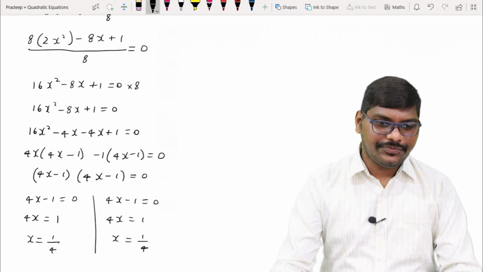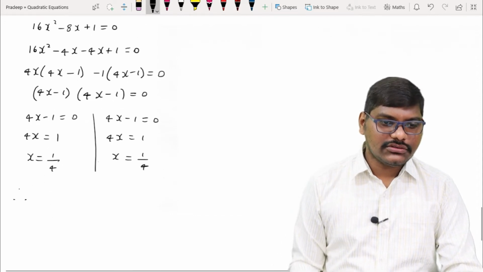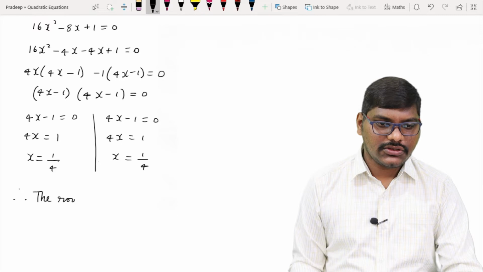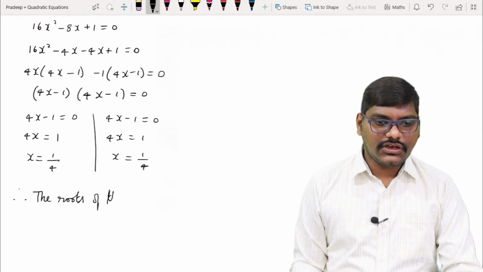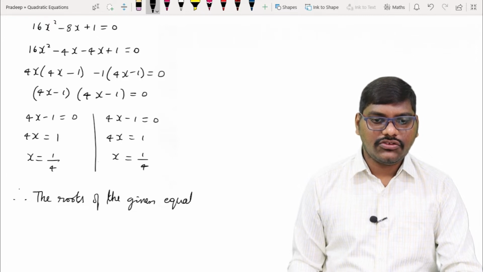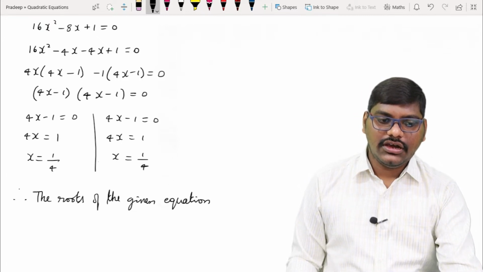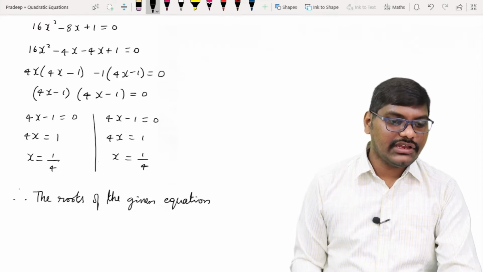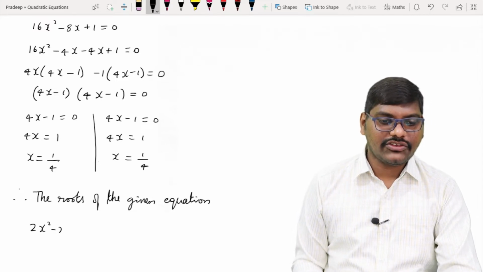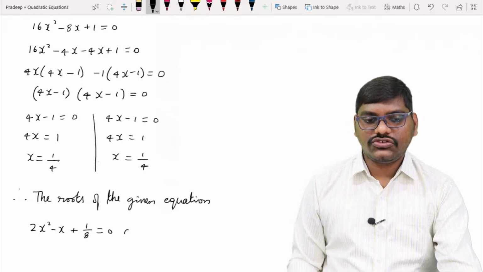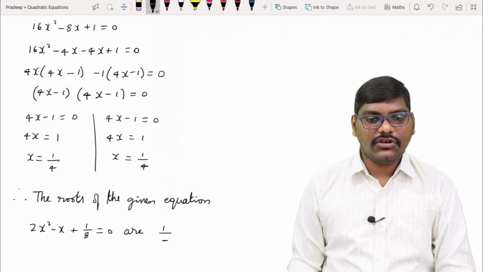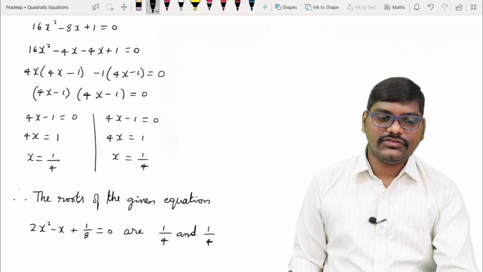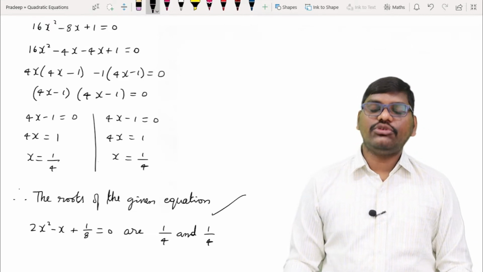We'll write the conclusion. Therefore, the roots of the given equation. What is the given equation? We can write it directly: 2x square minus x plus 1 by 8 equal to 0. So what are the roots? They are 1 by 4 and 1 by 4. These are the two roots which we got. So this is all about this particular question.